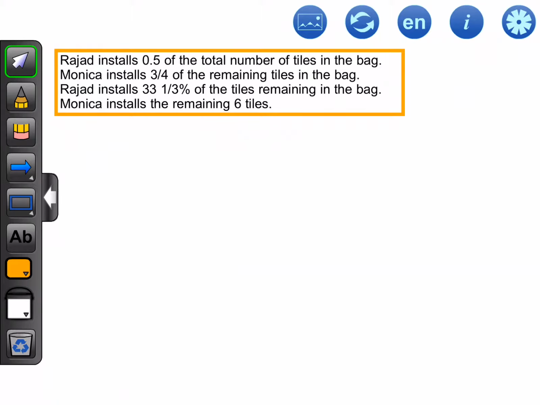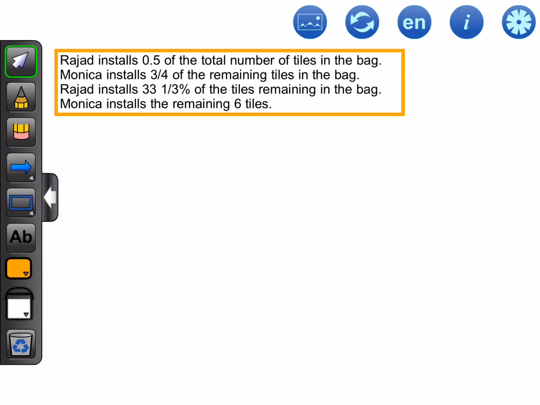Okay, so recently we've been working on some problems like this one right here, and I just want to give you an example of a solution that you can go with. There's a certain number of ceiling tiles in this bag. Rajad installs 0.5 of the total number of tiles in the bag. Then Monica comes along and installs 3/4 of what's left in the bag. Then Rajad comes back again and installs 33 and 1/3% of the tiles remaining in the bag. And then Monica installs the remaining 6 tiles.